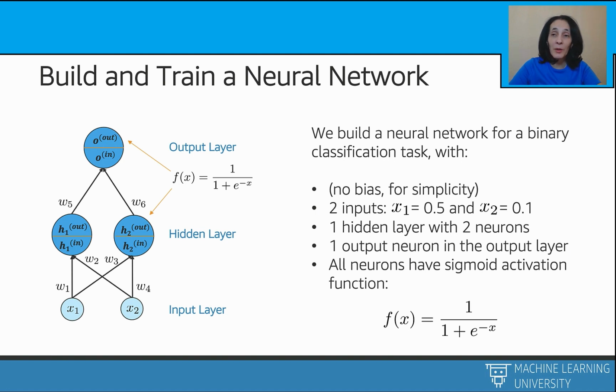Now, to keep us organized and in general for easier to follow computations, notice the notations here. The first neuron in the hidden layer is called H1, the second one H2, and O for the output neuron, each with their own superscripts in and out to represent the incoming and outgoing values at that particular neuron.